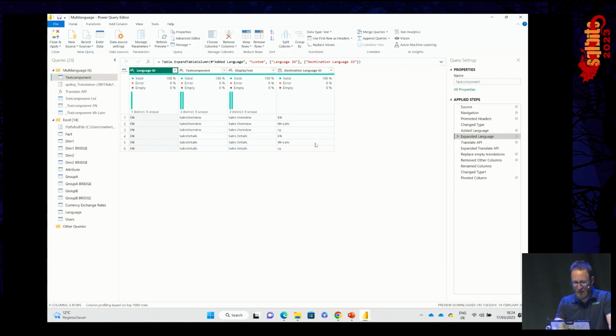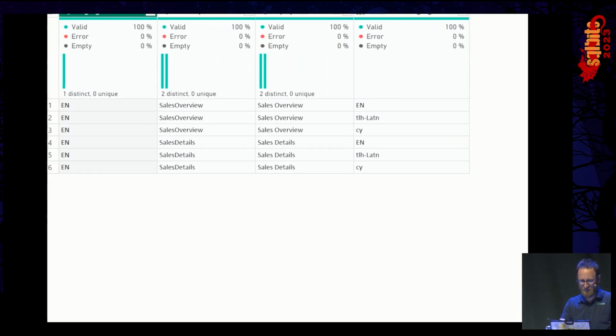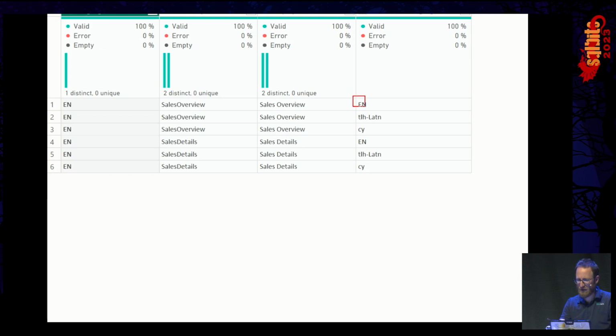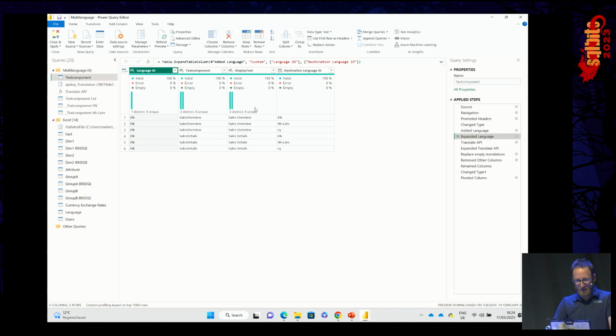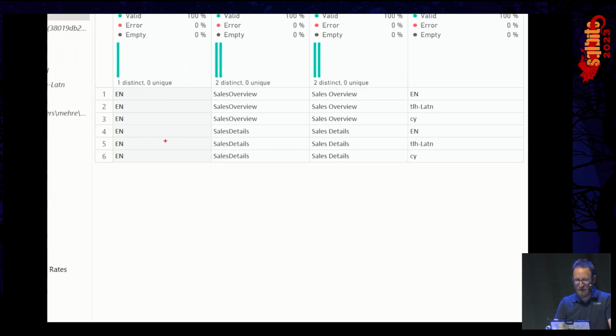So my language table contains not only English but also Klingon. This is like the international code for, or whatever. Is it international? This would be universal, right? Code for Klingon and Welsh. And now I have everything duplicated here. So all my English, my 2 rows of English, are now combined with all the other languages.